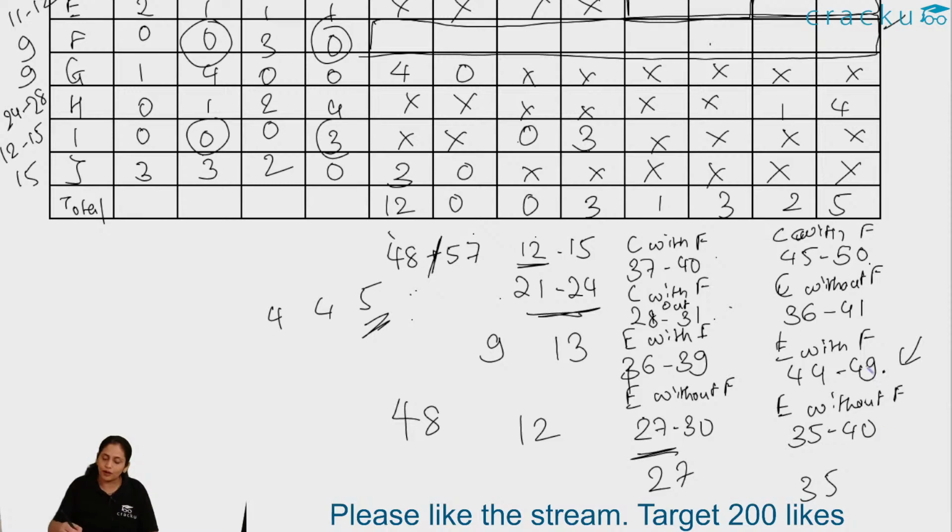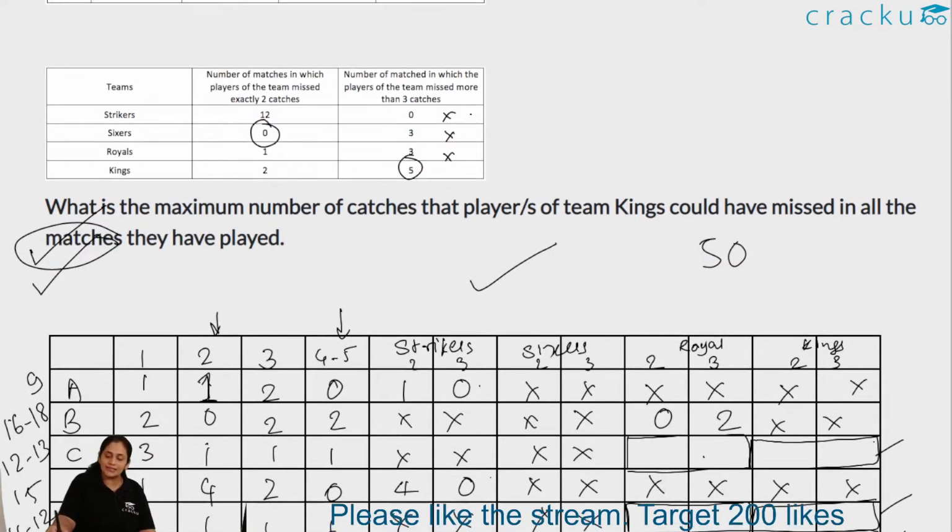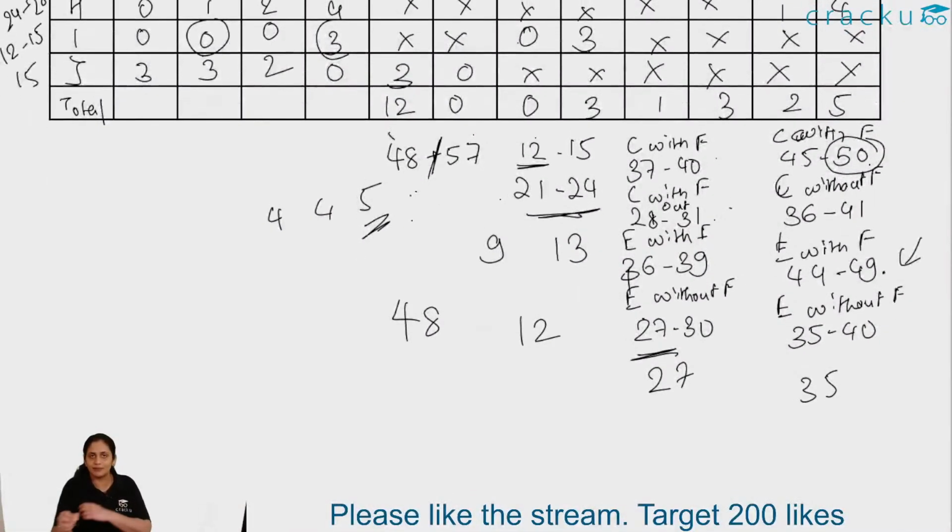So this is up to 40, this is 49, this is 41, this is 50. So what is the max number of catches they could have lost? That is 50 catches. So the answer is 50. As you could see, once I had this table and I had my ranges, it became easy to solve.